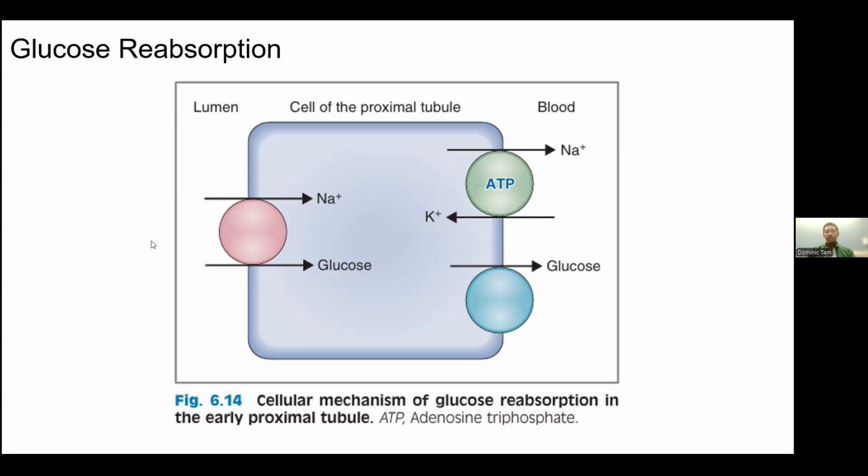And glucose is also transported from the cell into the peritubular capillary blood by facilitated diffusion, our blue circle, right? Glucose is moving down the electrochemical gradient and no energy is required for this step, right? The proteins involved in this facilitated diffusion are our GLUT1 protein and our GLUT2 protein.